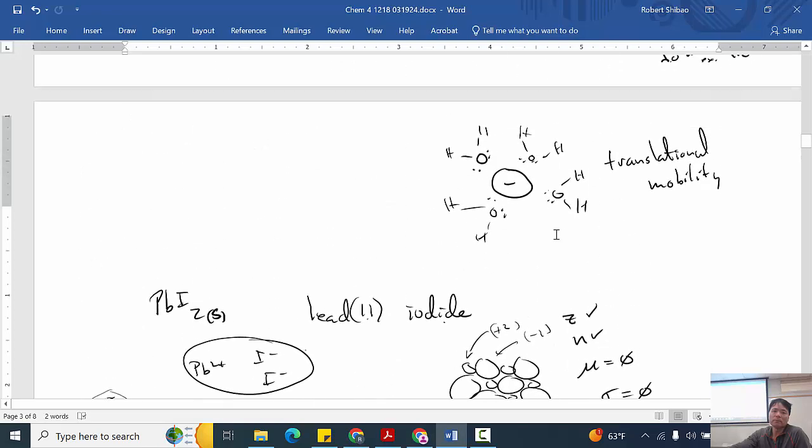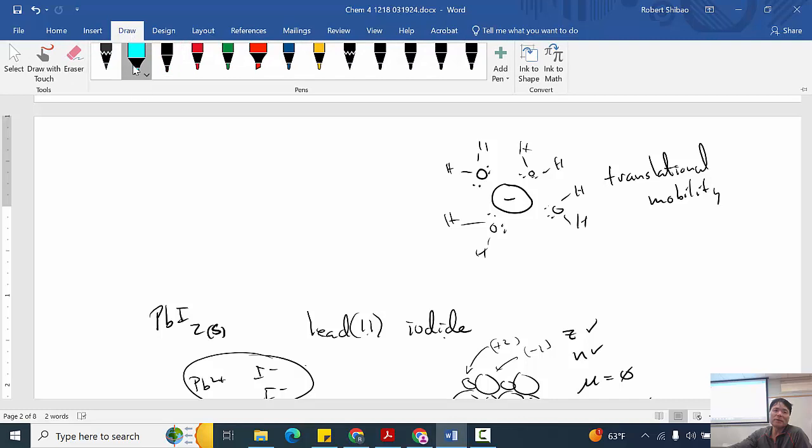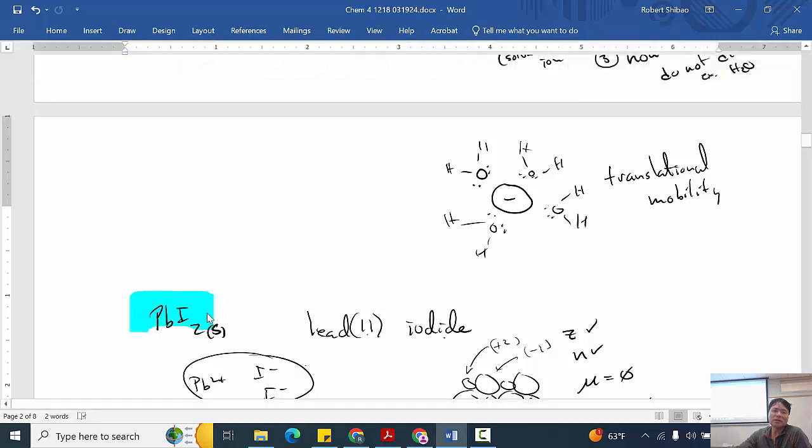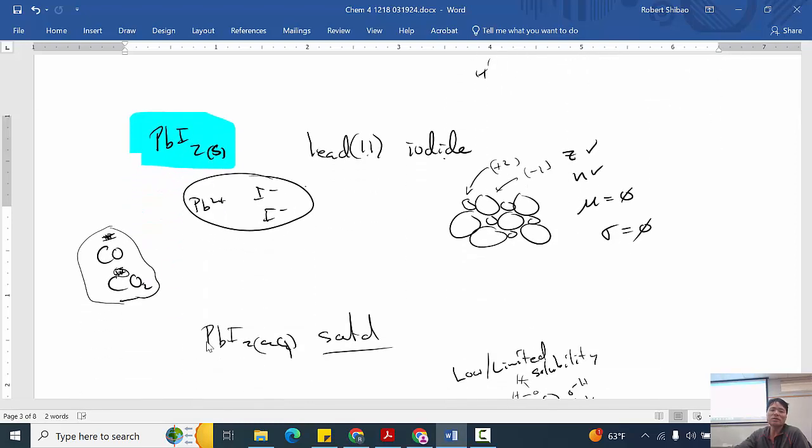But it's still a strong electrolyte. Yes, it's a strong electrolyte not because it conducts a lot of electricity, but because it dissociates. Whatever does dissolve dissociates into ions.